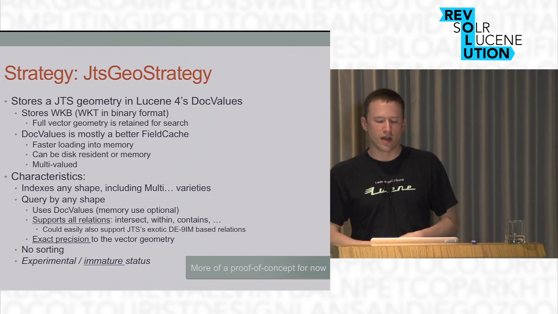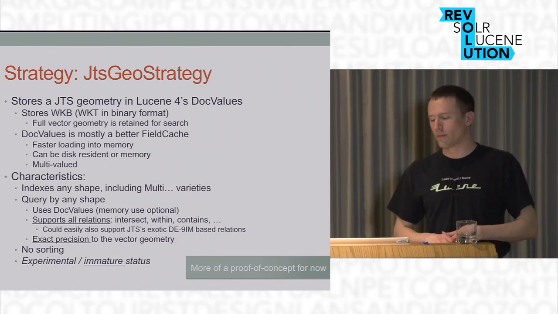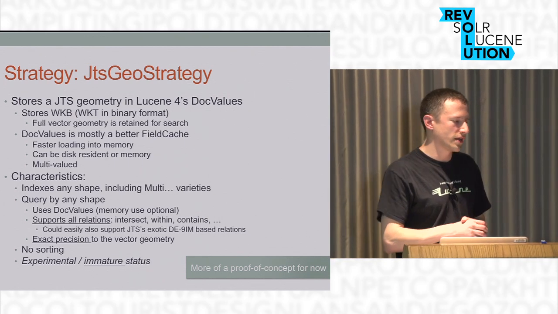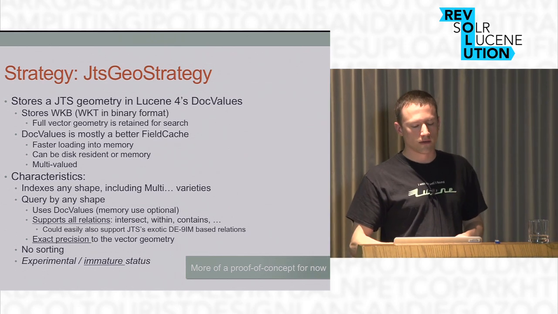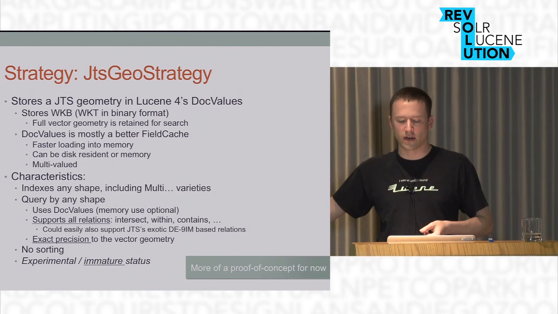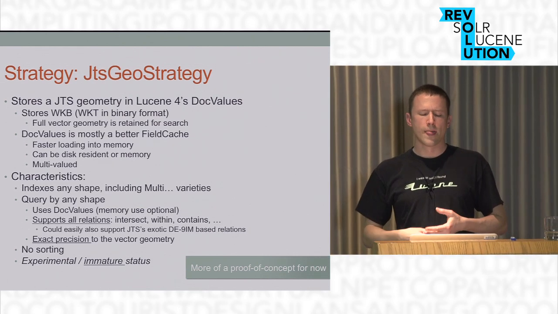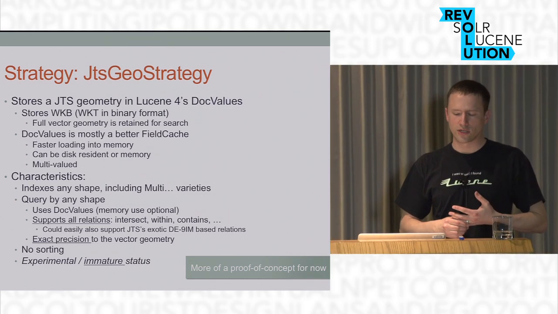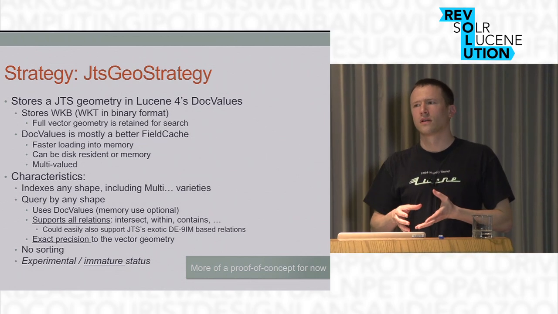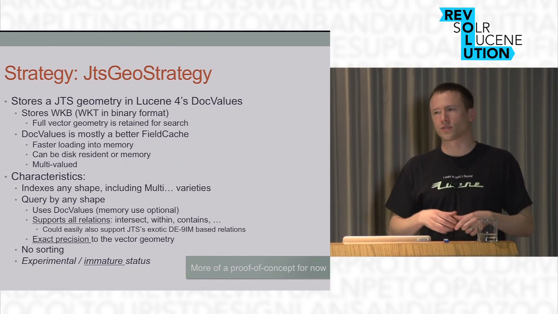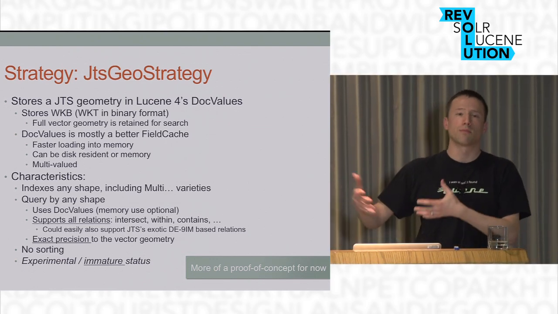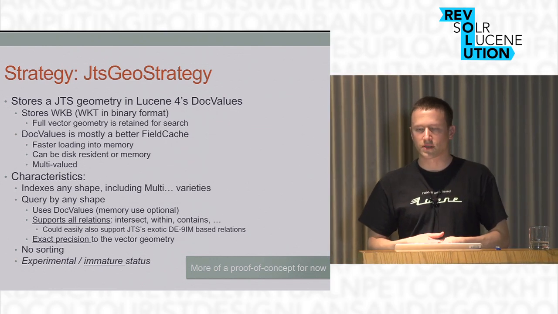Then there's JtsGeoStrategy. Now, this one is very much a proof of concept. Ryan also developed this one. First of all, it's not in Lucene's code base because it can't be, because it fundamentally requires JTS. So this is one of those things sitting off in the spatial Solr sandbox area. What it does is, in JTS, you can index the binary representation of the WKT. It's a bit more compact. And in Lucene, you can put that into what's called doc values, which means you can ask Lucene, for this document ID, read me this binary chunk. And then you can parse that chunk, and do interesting things with JTS operations.